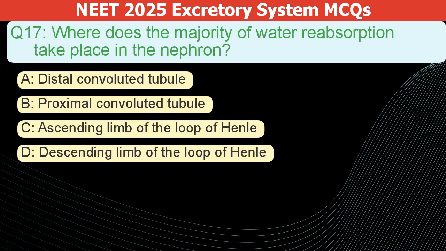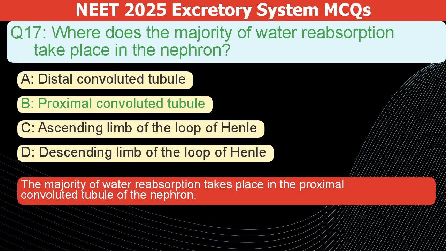Where does most water reabsorption happen in the nephron? A. Distal convoluted tubule. B. Proximal convoluted tubule. C. Ascending limb of the loop of Henle. D. Descending limb of the loop of Henle.